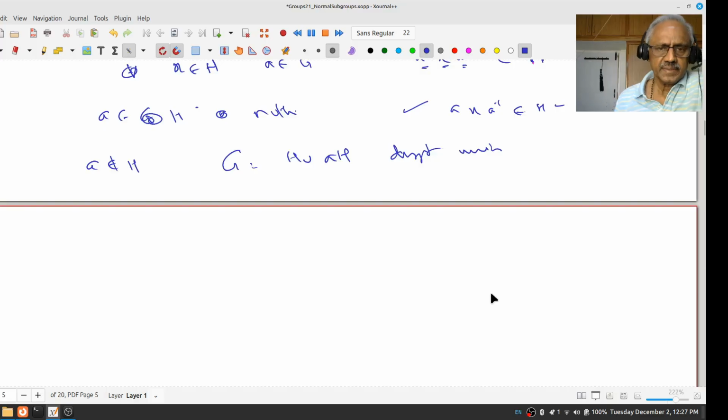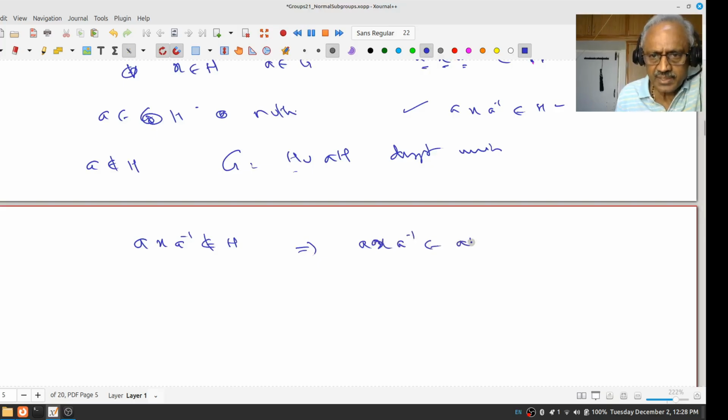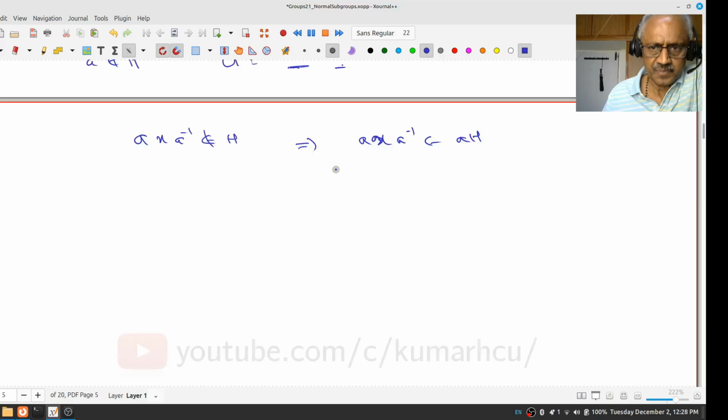Is it clear? Right. So I want to say axa inverse belongs to H. Now this is what I want to claim. Suppose it's not here, then where will it be? This implies axa inverse must be in aH, because this is a disjoint union. If it's not here, it has to be here. That means axa inverse must be a times some h1. Any element of aH is of the form a times some element of H. So call it h1.